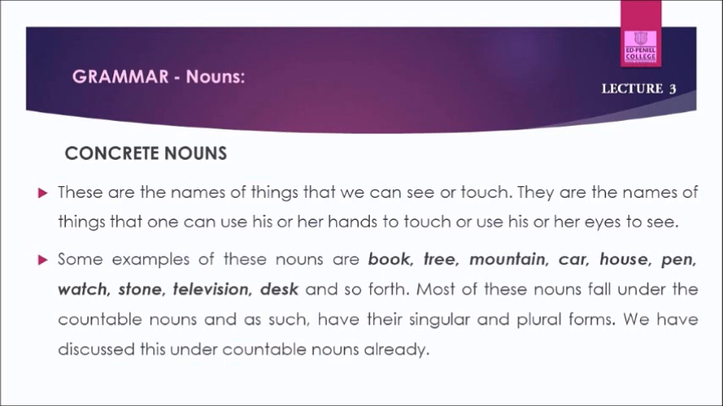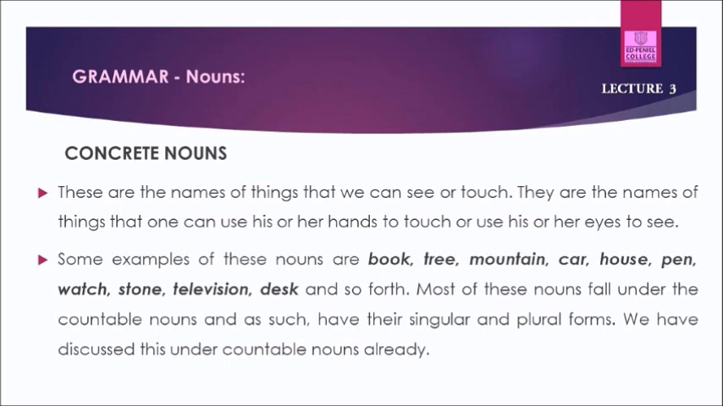Some examples are book, tree, mountain, car, house, pen, watch, stone, television, desk, and so forth. So anything that we can see with our eyes or touch with our hands, we call a concrete noun. Take note.